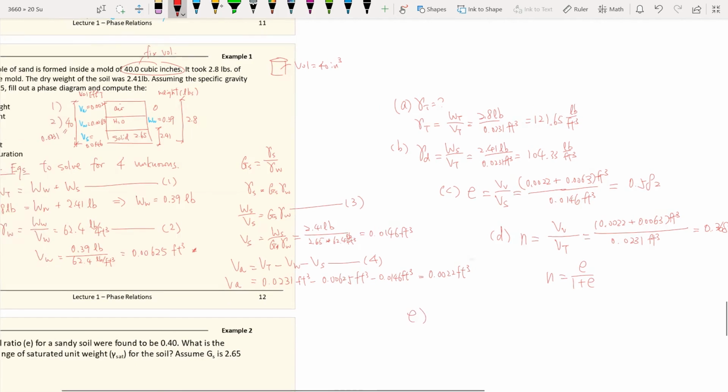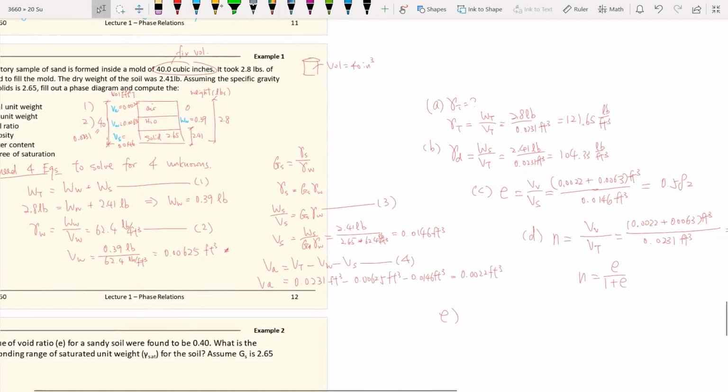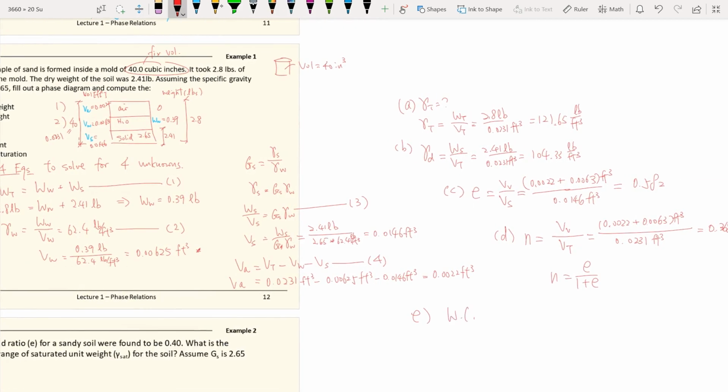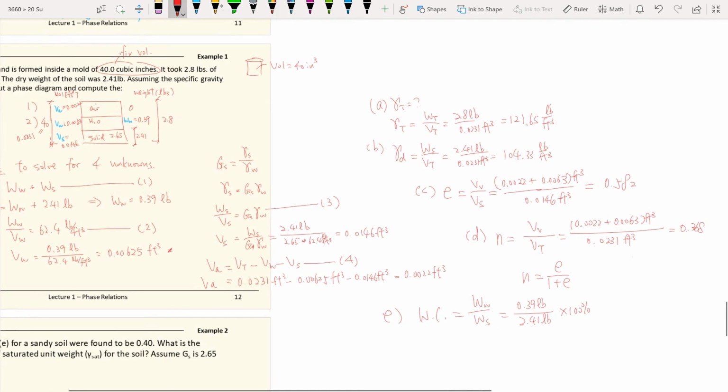Okay, part E asks for the water content. So the water content is equal to the weight of water divided by the weight of the solid. And the weight of the water is 0.39 pounds, and the weight of the solid is 2.41 pounds. And don't forget about the percentage. And you do your math. This will be equal to 16.2%.